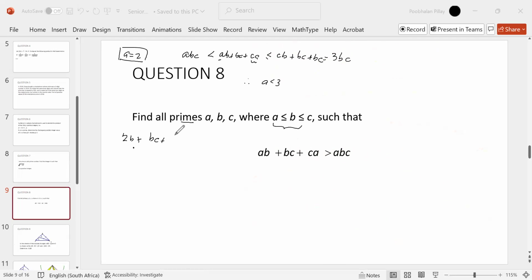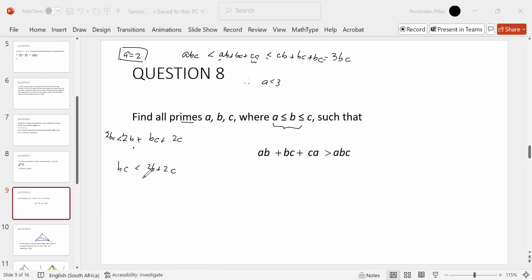And AC is 2C. A is 2. And you've got BC. 2BC is less than that. A is 2. 2BC is less than this. Okay, so the BC is, I can bring it to the other side. So you got the BC is less than 2B plus 2C.